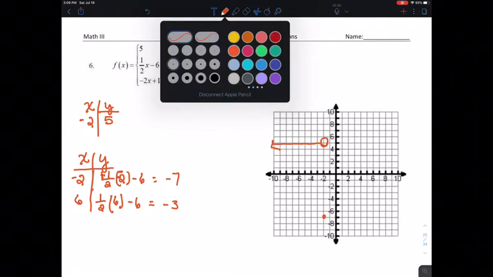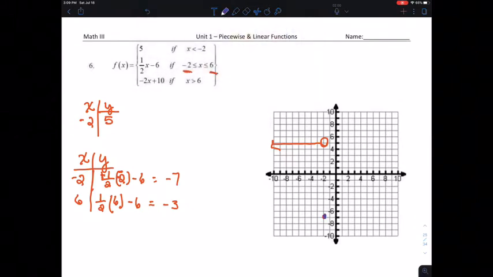Let me get a different color. Blue. So that'll go down here. And then we're going to go up 1 and over 2, up 1 over 2 until we get to 6, up 1 over 2, up 1 over 2. And that should be at -3. Good job. And are both of those closed? Yep, both of those are closed circles.